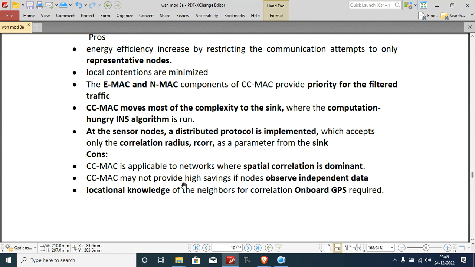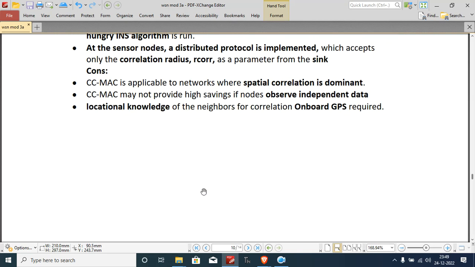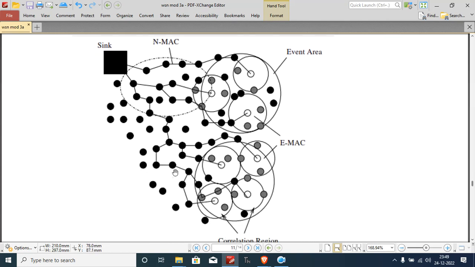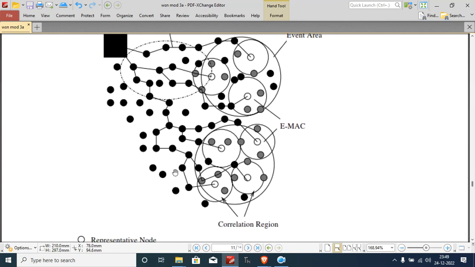CCMAC may not provide high savings if nodes observe independent data. If the data are not similar and if the data are independent of each other, this might not work. Locational knowledge of the neighbor for correlation is required, and thereby onboard GPS might be required, which is an additional component. So these are all the drawbacks of CCMAC, and in order to illustrate how exactly CCMAC works, here is a diagram.